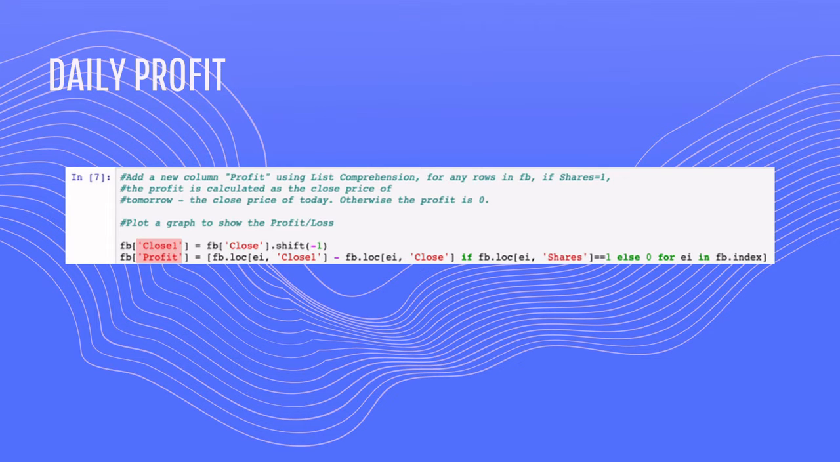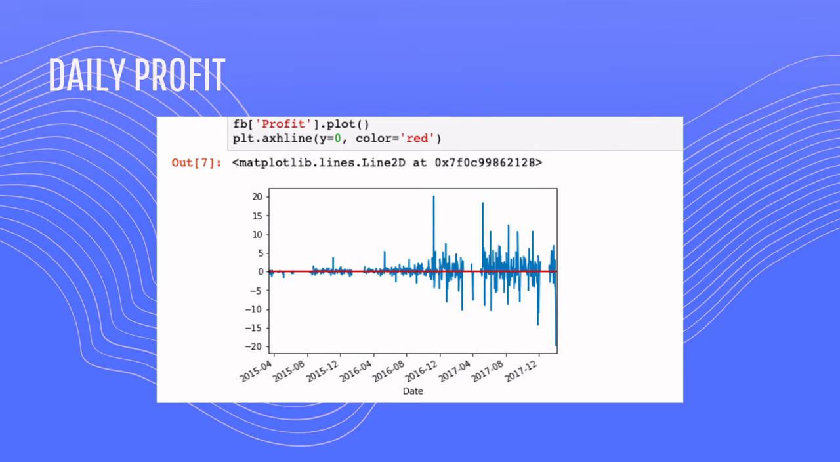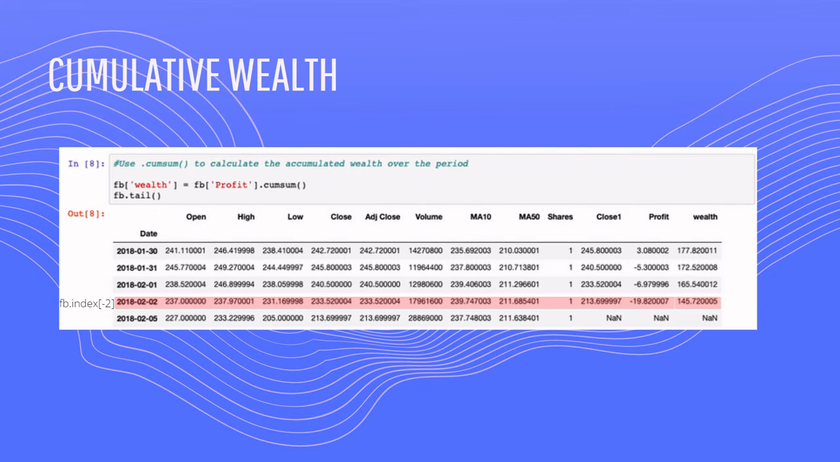If shares is equal to 1, the daily profit is equal to the close price of tomorrow minus the close price of today. Positive means we gain money, negative means we lose money. If shares is equal to 0, it means we do not have stock at hand, so the profit is equal to 0. We can plot the profit and find that on some days we make money, on other days we lose money. Now we can calculate the cumulative wealth.